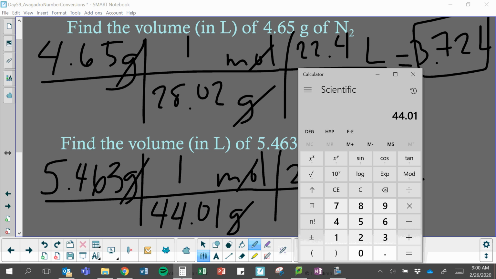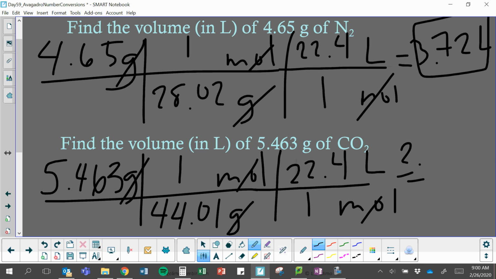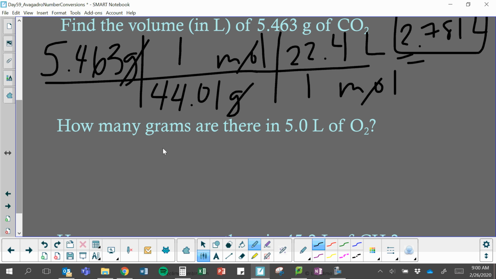We can plug this in our calculator. And this time we have 1, 2, 3, 4 sig figs. So we're going to write 2.781 and then our unit, which is liters. Okay, we can also go the opposite direction when we're given liters. We can figure out grams. So you can pause the video and try this one on your own.